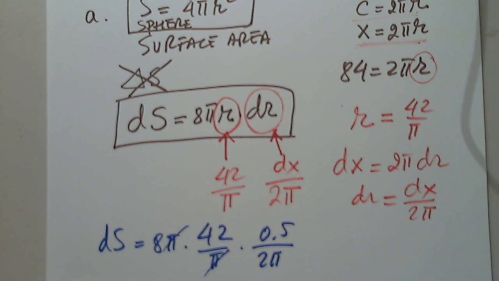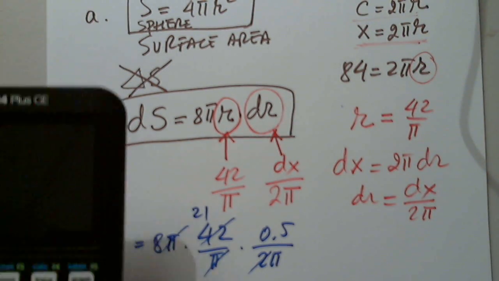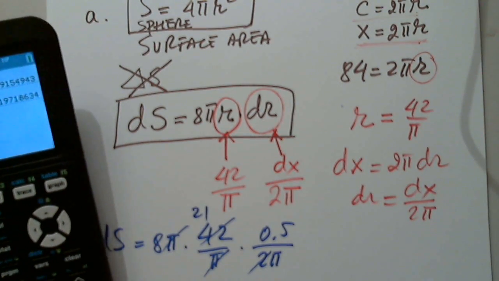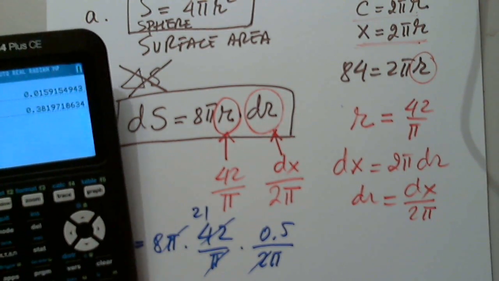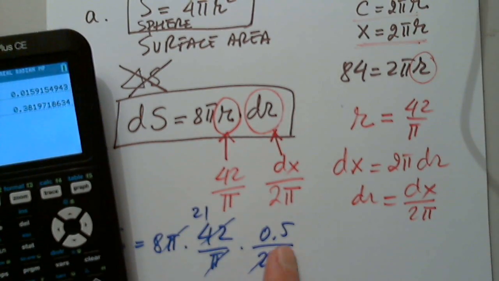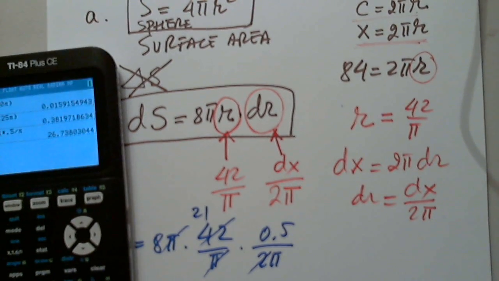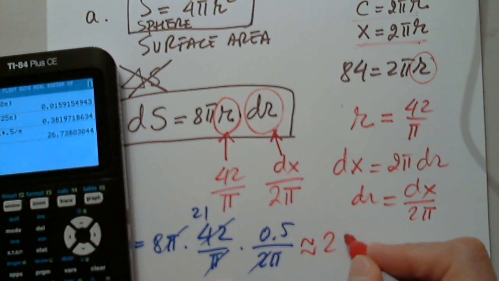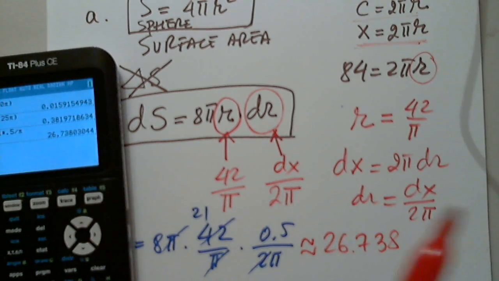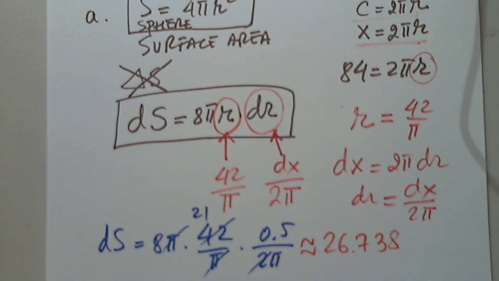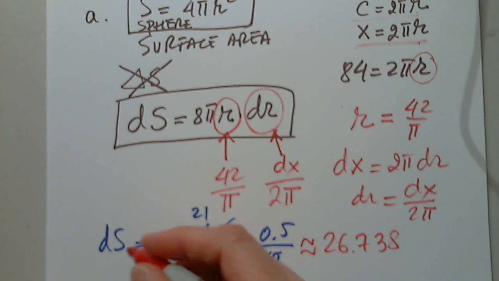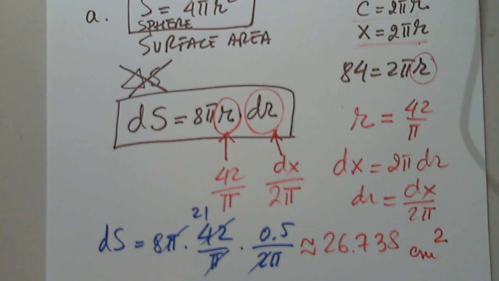So this pi with this pi, this 2 with 21, and I'll punch in everything else in the graphing calculator. And then I have 8 times 21, multiply by 0.5, 8, 21, 0.5, and divide everything by pi. So I got approximately 26.838. And of course, this is a surface area, so this must be in centimeters squared.